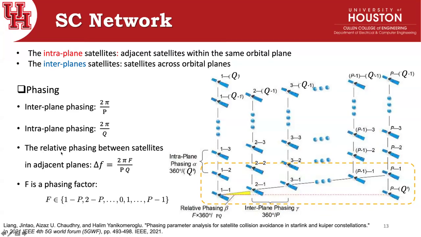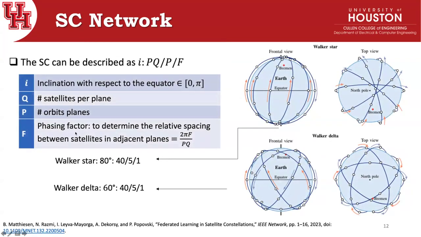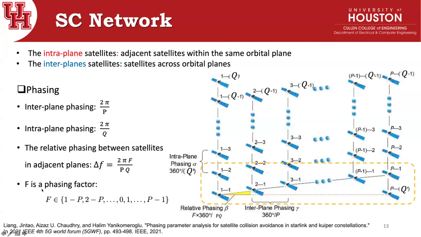And the most important one is the relative phasing between satellites in adjacent planes. As you can see here, 1,1 means the first satellite on plane 1, and P,Q means the Q-th satellite on plane P. So here is the angle to calculate their relative phasing. It equals F times 2 pi divided by PQ. And here, F is the phasing factor we just talked about. F is an integer in the range 1 minus P to P minus 1.